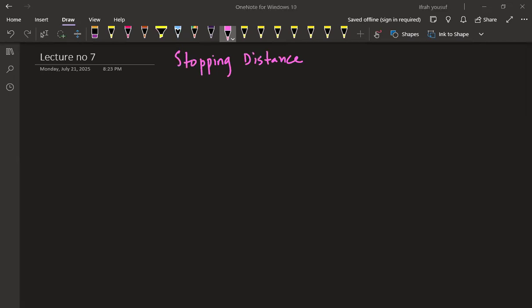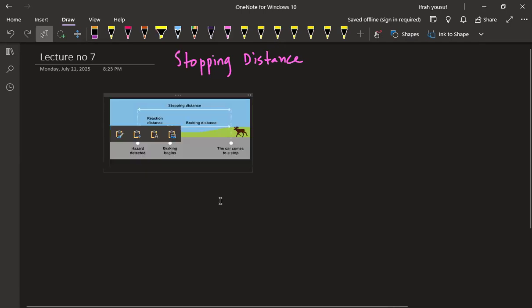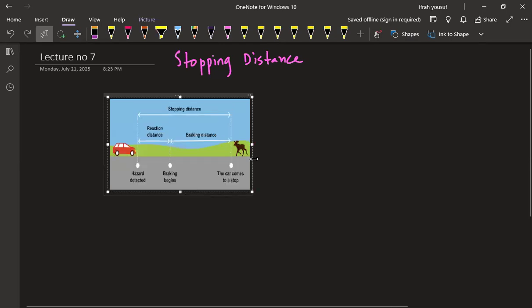So stopping distance is somehow related to two things, right? Whenever you are driving a car or any object and you are moving, you are going to try to stop the body. That must be done in a particular time, right? Okay, so let me take one picture. Now, I hope you can see this, right? So stopping distance.